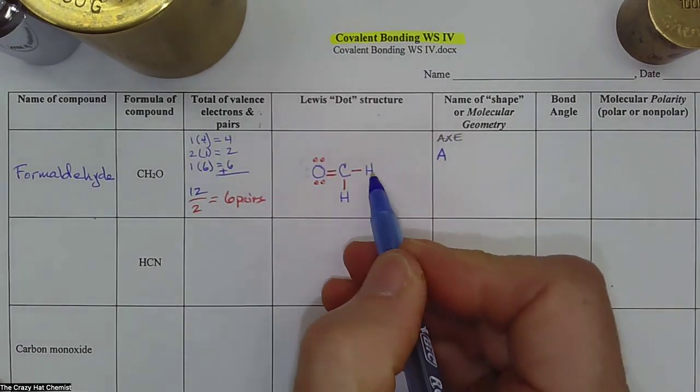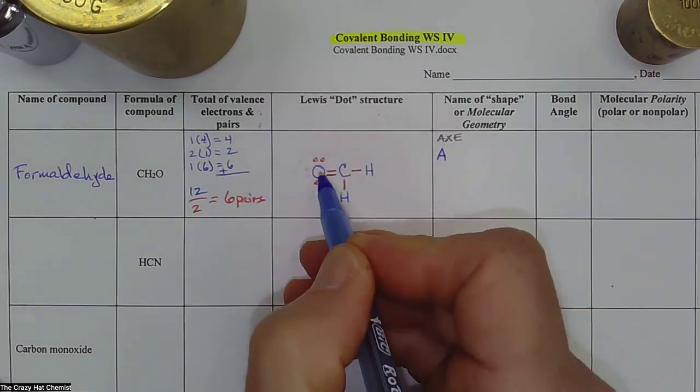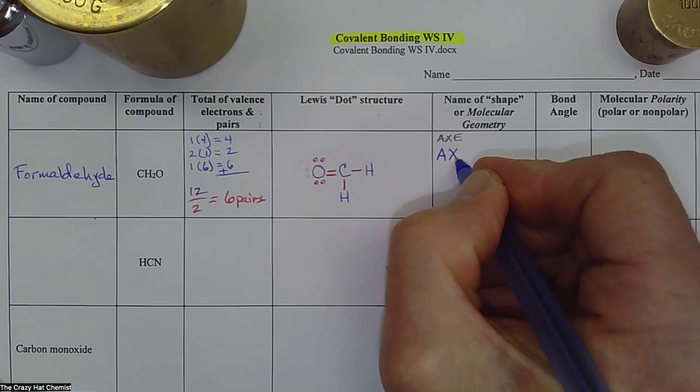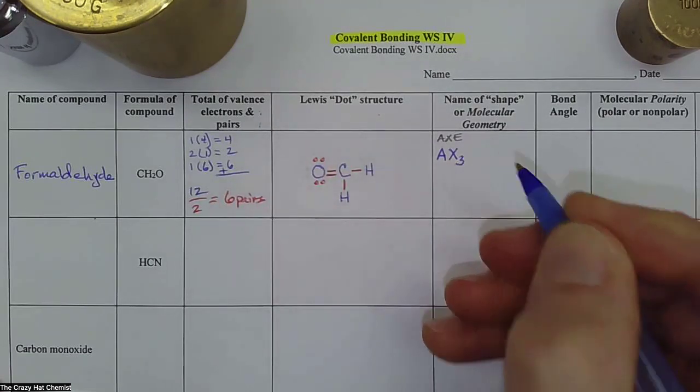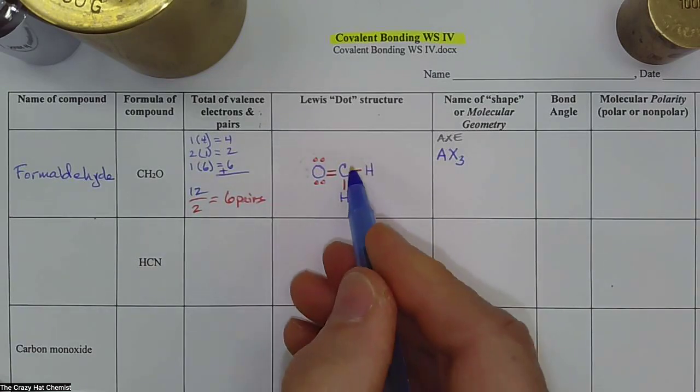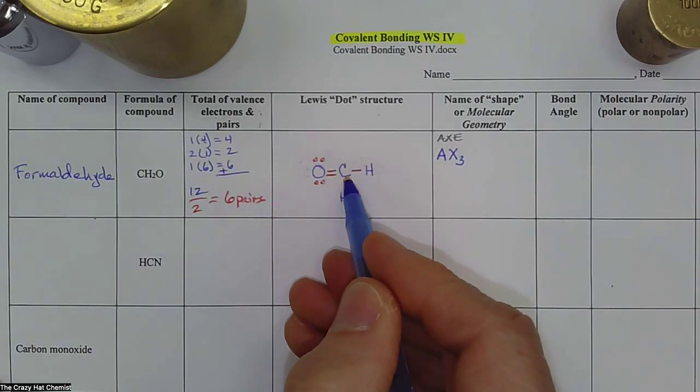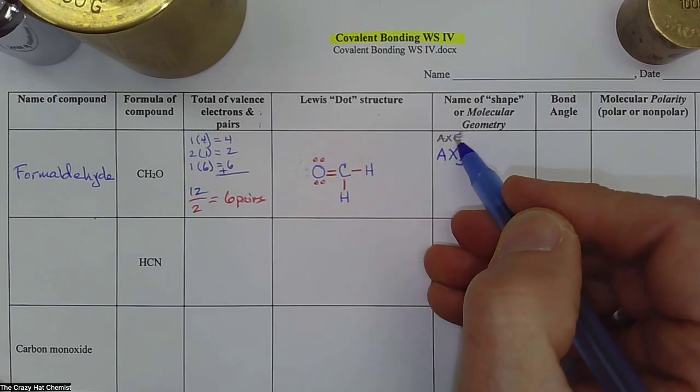And so those are X's. So there's a hydrogen, there's an oxygen. Those are all the same X, and that's 1, 2, and 3 things around it. Are there any lone pairs on the central atom, that is the carbon? That answer is no. So there is no E.